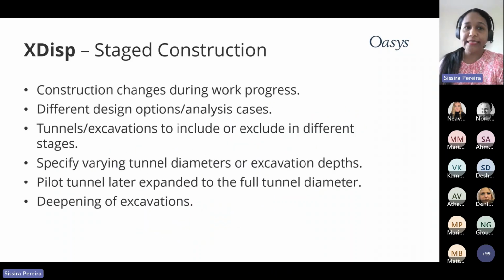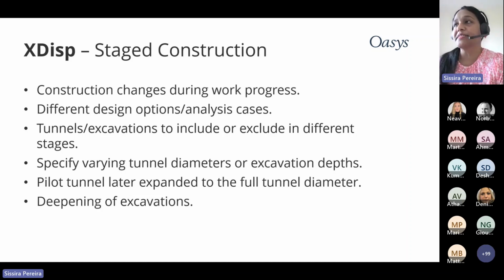So when do we need a staged modeling in XDisp? When construction changes occur during work progress, or if you want to consider different design options or analysis cases. So if you consider one design option, is the building in the severe category or is it in the negligible category? The same applies for utilities as well. So you can consider different design options or analysis cases. And when the tunnels or excavations, some tunnels may be needed to be included or may be excluded in different stages. In that case, you can model a staged construction in XDisp.